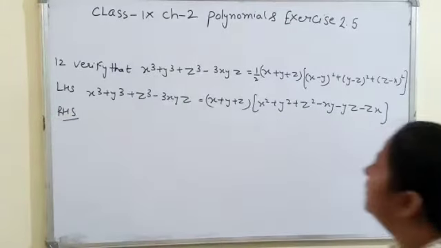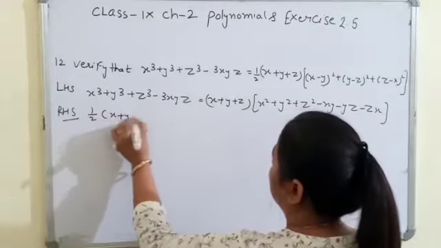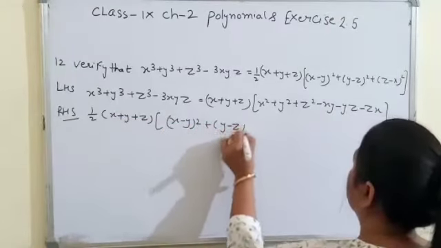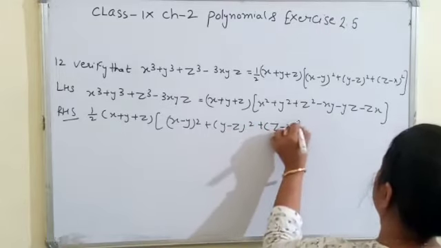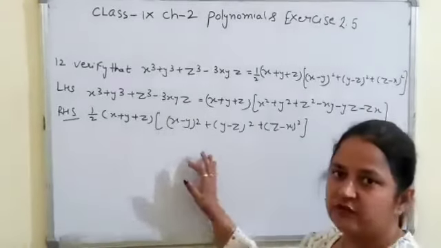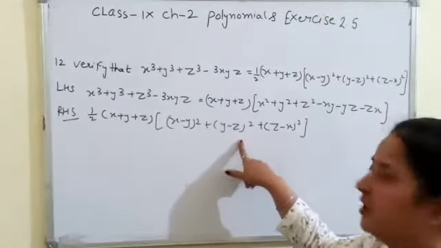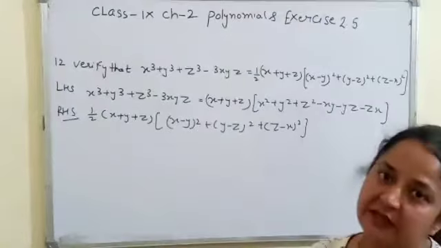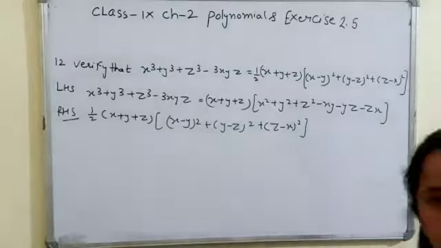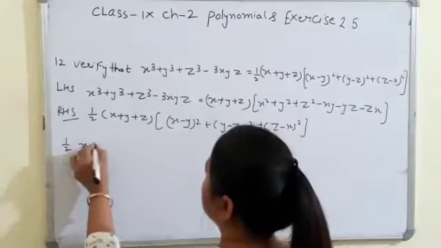After this, let's move to the right hand side, that is half of x plus y plus z into (x minus y) whole square plus (y minus z) whole square plus (z minus x) whole square. Firstly, as per the BODMAS rule, we will solve the bracket first. For the bracket, we have to solve (x minus y) whole square, (y minus z) whole square, (z minus x) whole square. We are familiar with this identity. We all know very well the identity for (x minus y) whole square, that is x square plus y square minus 2xy. So let's solve it.